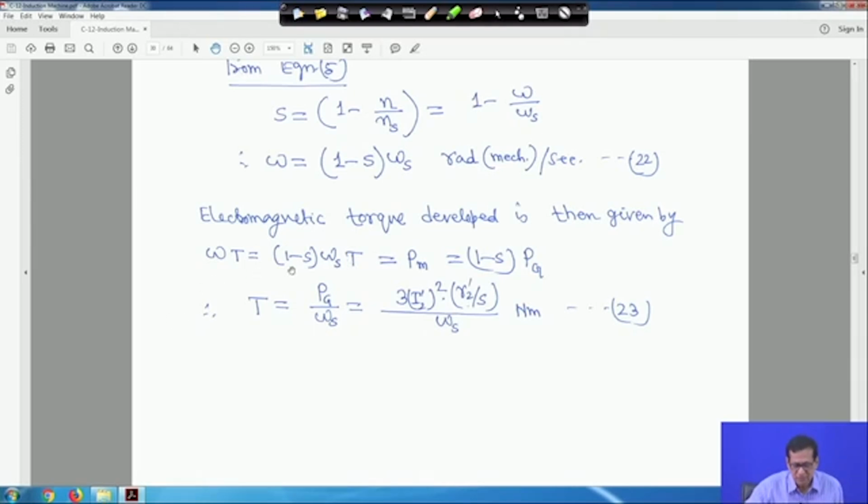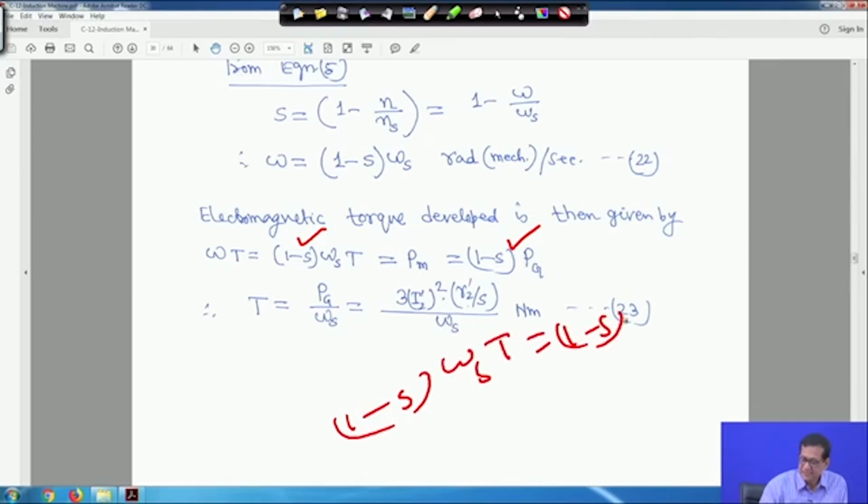So, omega T is equal to 1 minus S omega S T, multiplying both sides by T, and you know that this is actually equal to PM, because PM is equal to omega into T. And also PM is equal to 1 minus S PG, right. Therefore, 1 minus S omega S T is equal to 1 minus S PG. So, 1 minus S will be cancelled. So, omega S T is equal to PG, therefore, T is equal to PG upon omega S, right.